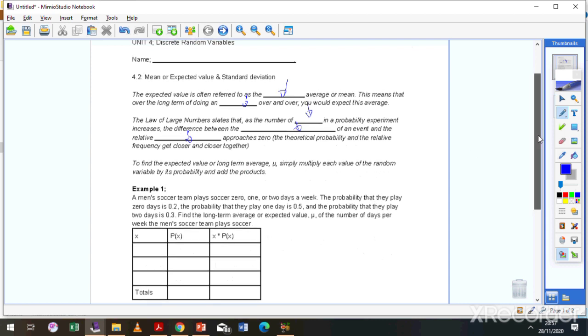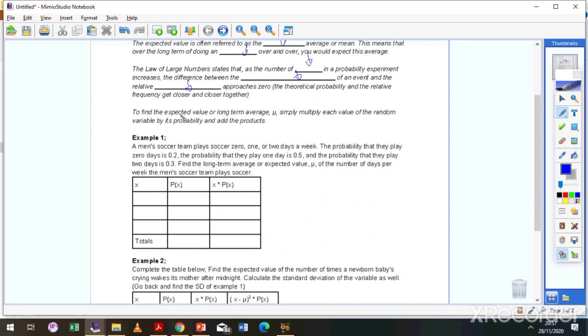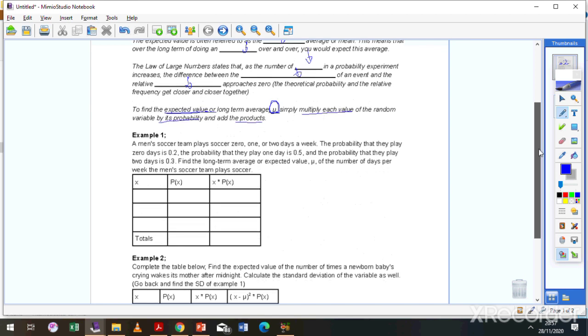What I want to emphasize in this video is that to find the expected value of a probability distribution function, or the long-term average denoted with this symbol mu, simply multiply each x value by its probability and then add the products. A quick example is this one.